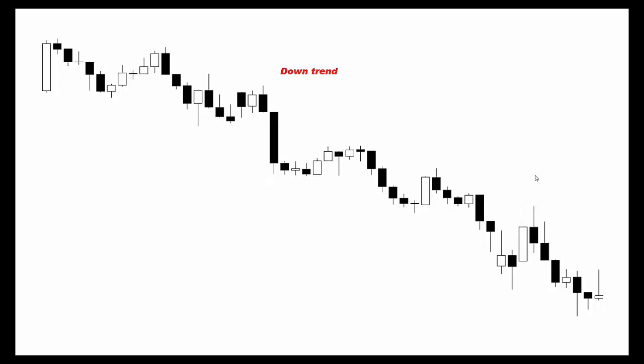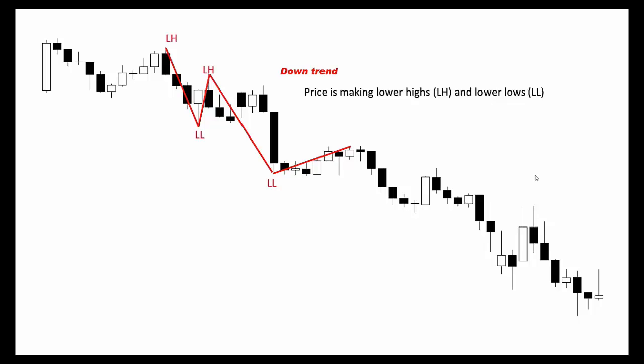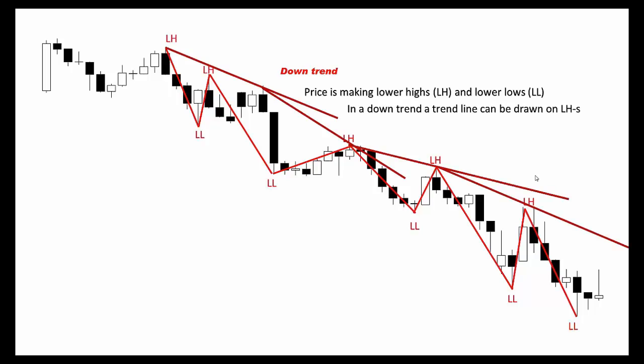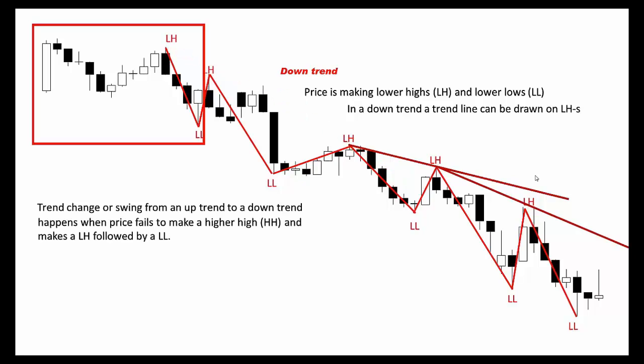Here we can see a downtrend. We can see that the price is making lower highs and lower lows. I marked them for you. Here we can see that in a downtrend, a trend line can be drawn on lower highs. And the trend change or swing from an uptrend to a downtrend happens when price fails to make a higher high and makes a lower high, followed by a lower low.